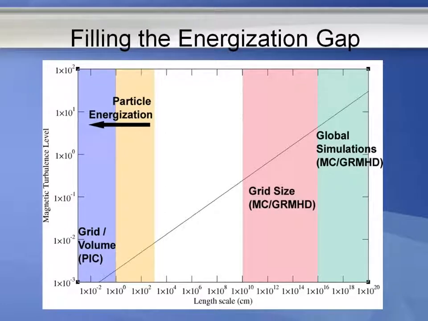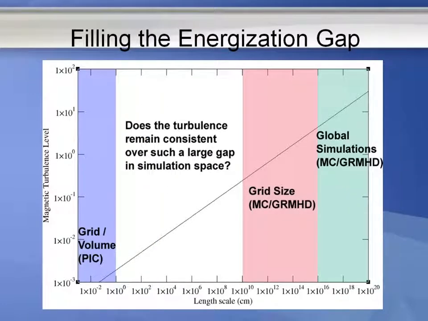And so if we're saying particle energization happens down here, and we have a PIC code covering some of that, we can't really say that, if we see this level of turbulence in our global simulation, and then our PIC code says there is this level of turbulence, this is a continuous spectrum of turbulence that would cascade down into particle energization. So essentially what we're asking is, does this turbulence remain consistent over such a large gap in this simulation space?